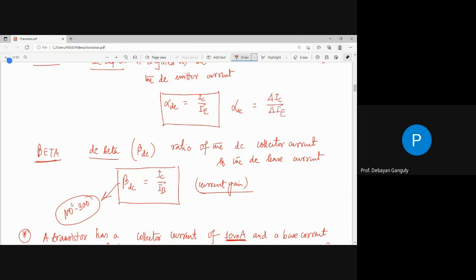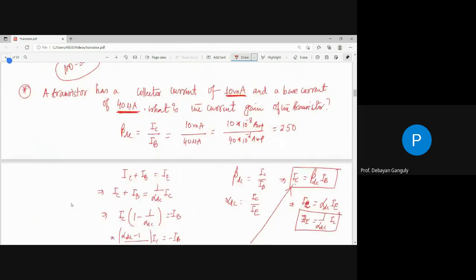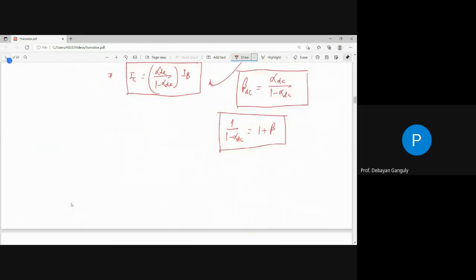If I am writing beta AC, AC means fluctuating, that means this is del IC by del IB, right? So you just don't get confused with that representation. This means alternating current, and these are the DC currents, nothing but that. So that is the simplest question it may ask.